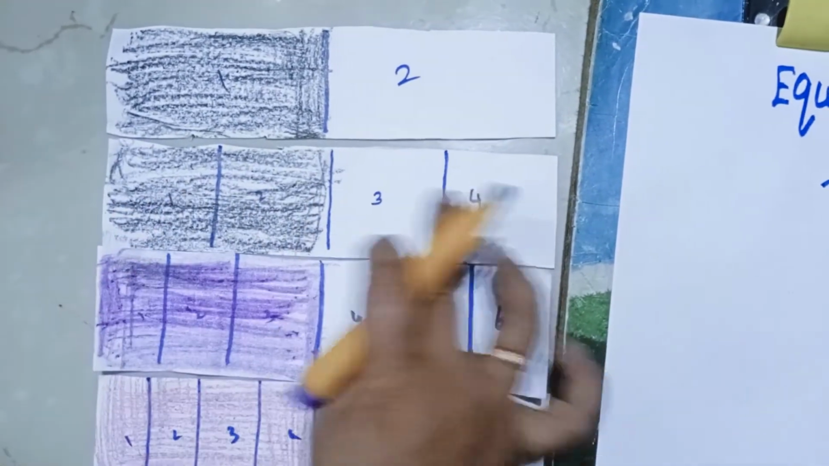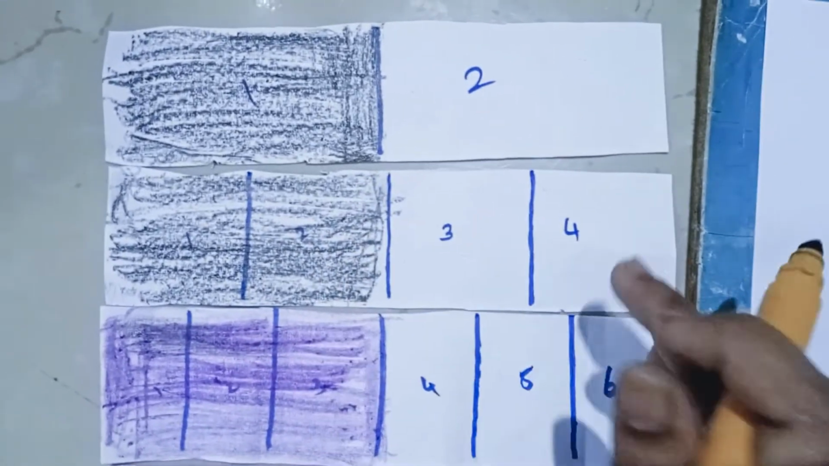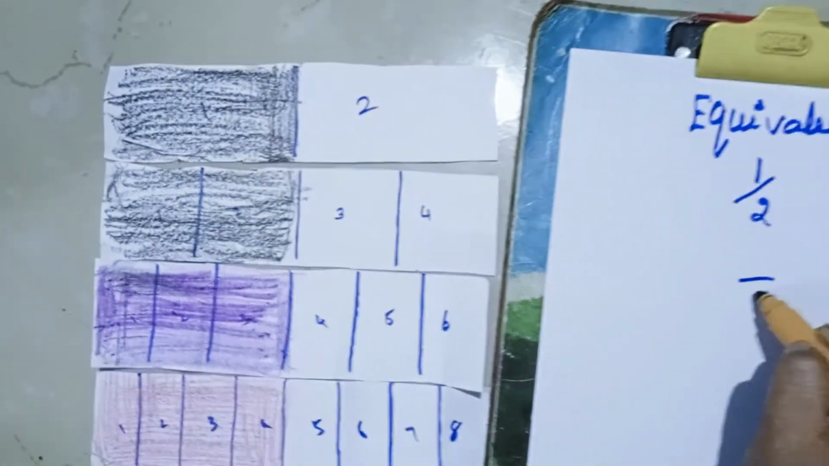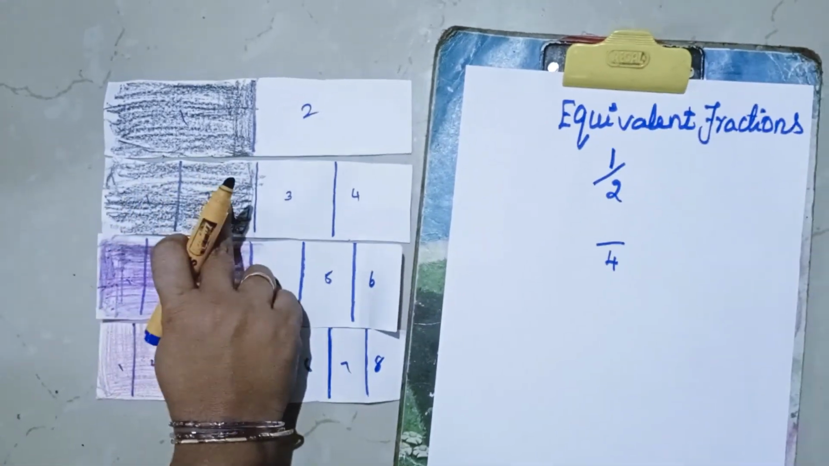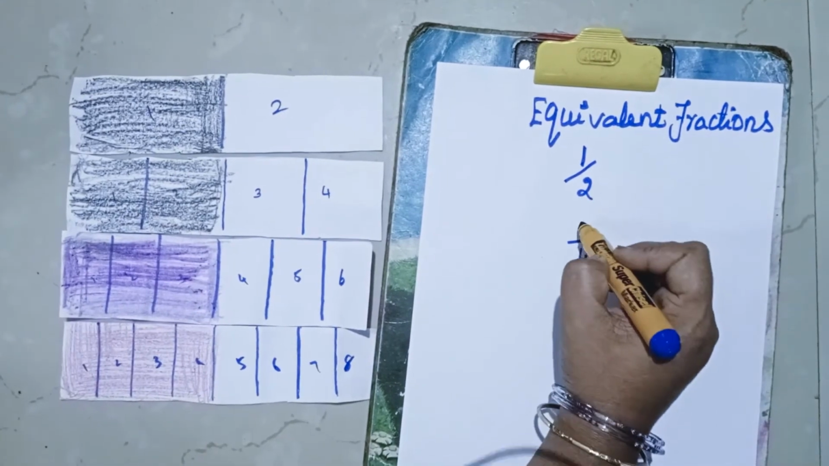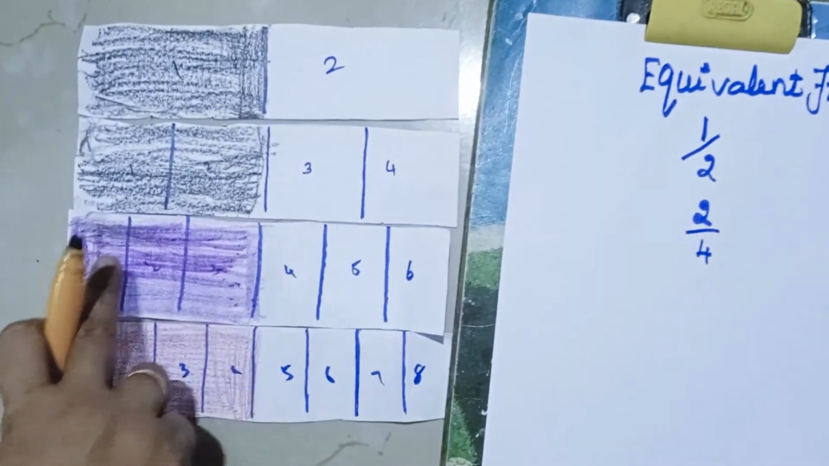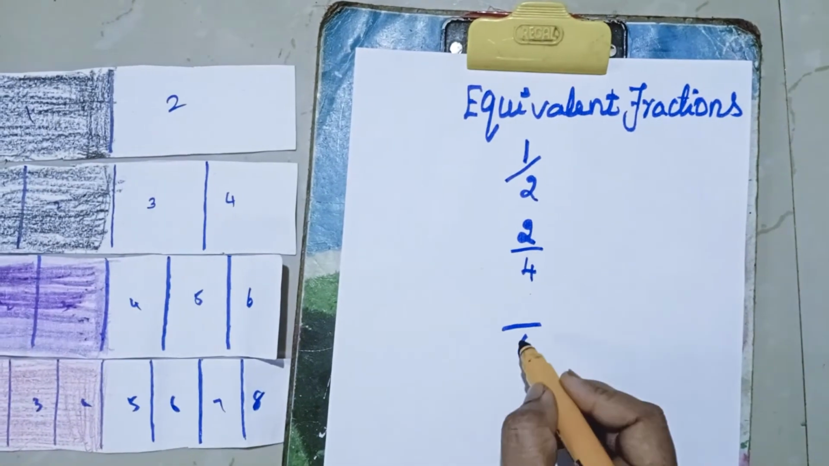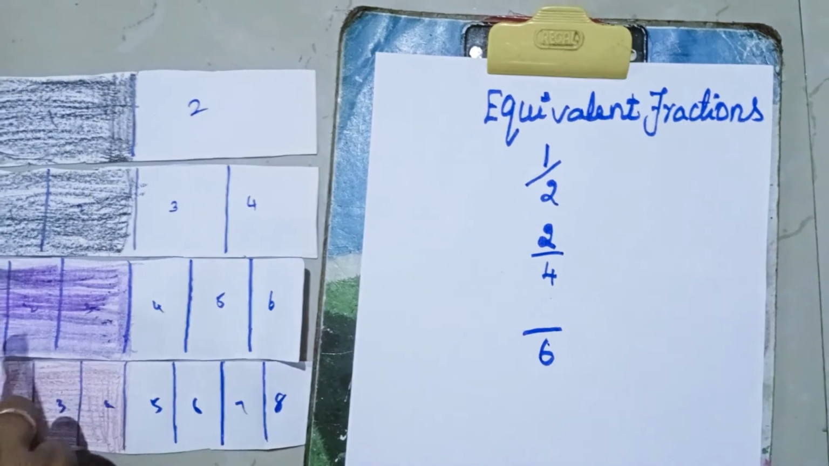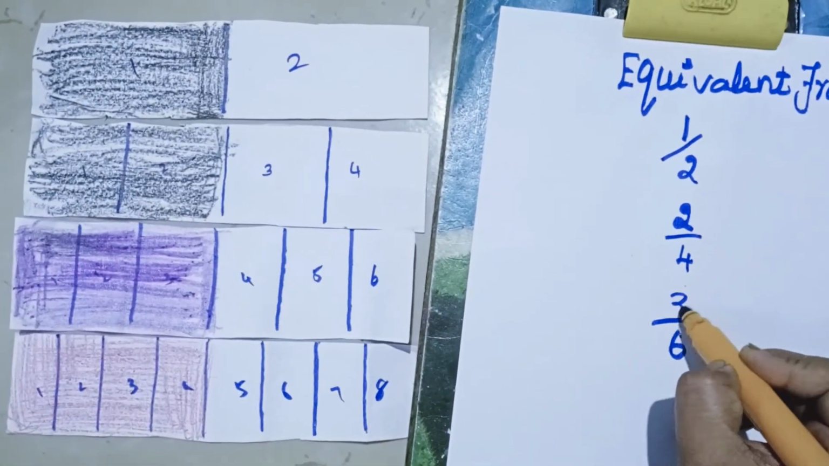Next, check the next step. There are 4 parts, 1 2 3 4. So the total number of parts you write in the denominator. So 4 is here. How many parts are shaded here? 1 2, so you write that in the numerator. Then the third step: total parts 1 2 3 4 5 6, you write in the denominator, and shaded parts 1 2 3, you write in the numerator.